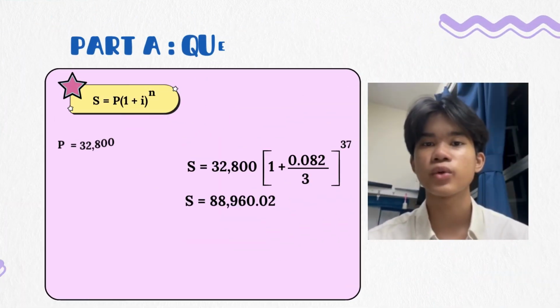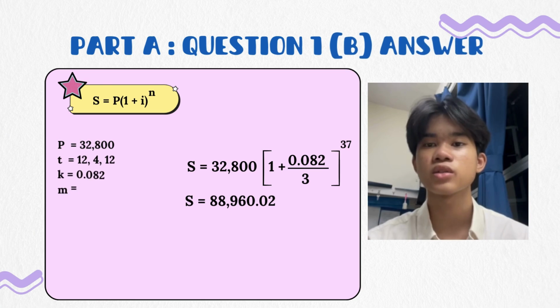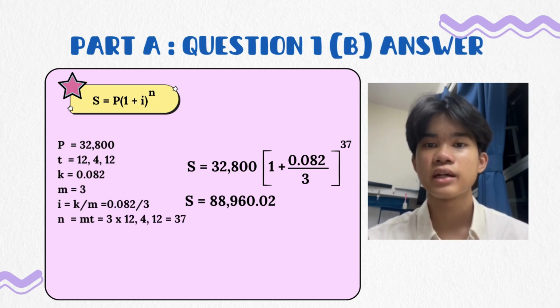First things first, we need to point out the information given in the question to use in the compound interest formula. The P for principal is 32,800. The T is 12 years and 4 months. The K is 0.082 and the M is 3. Then we need to calculate the I and N. Using the formula for I, we'll get 0.082 over 3. And using the formula for N, we'll get 37.